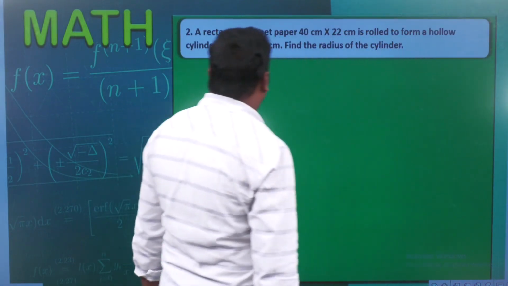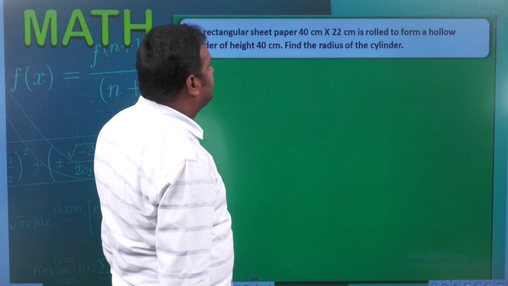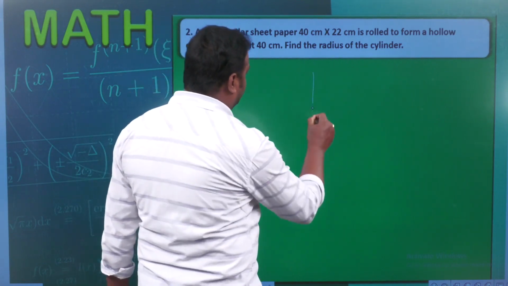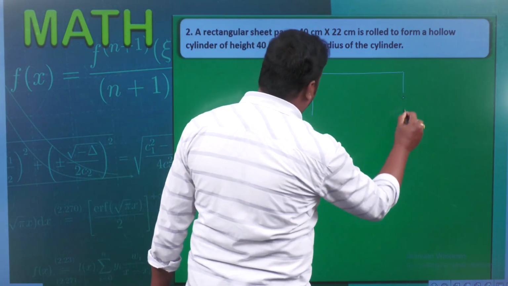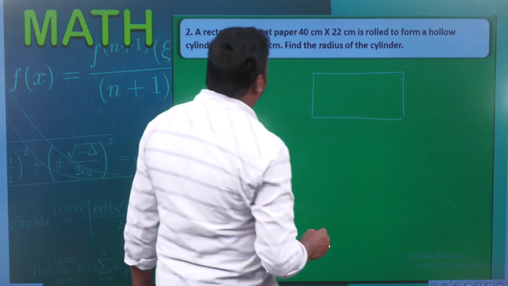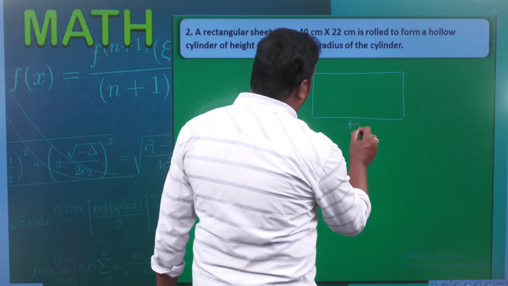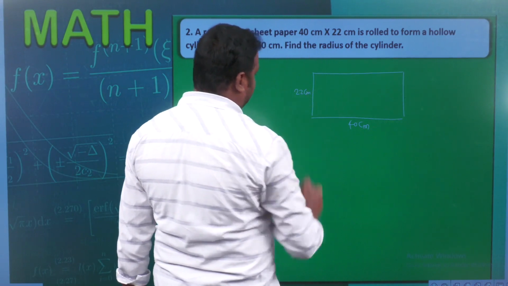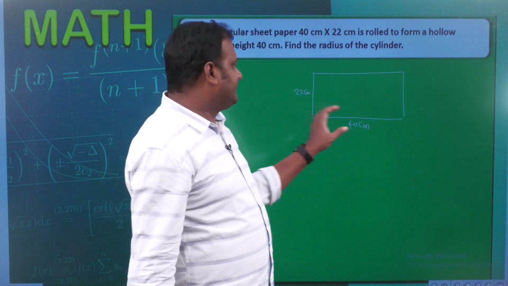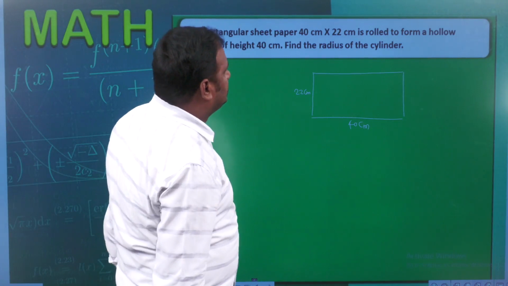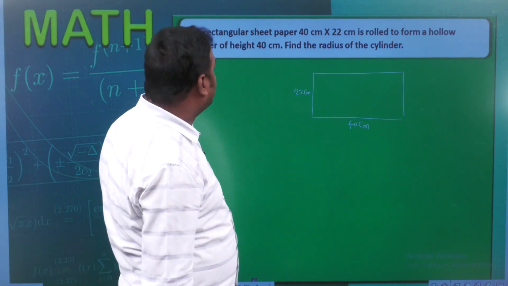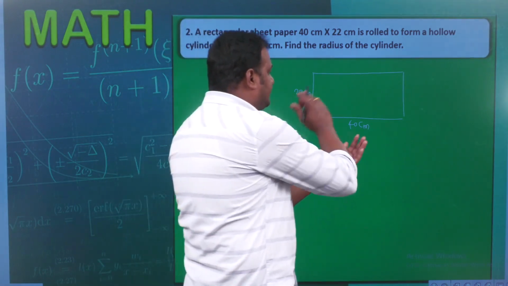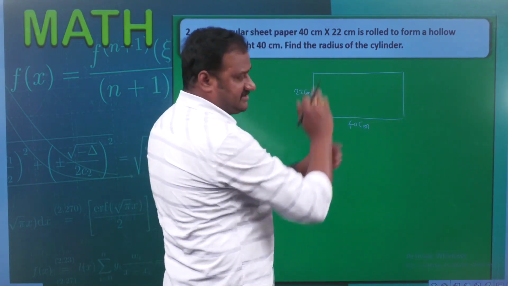Coming to the next problem: a rectangular sheet of paper 40 centimeters. So I am going to take one rectangular sheet of paper. This is one rectangular sheet of paper. So length is equal to 40 centimeters and height is equal to 22 centimeters. So this is length and breadth, for example. It is rolled to form a hollow cylinder. Rolled to form a hollow cylinder means what? It can be rolled in this direction or it can be rolled in this direction.